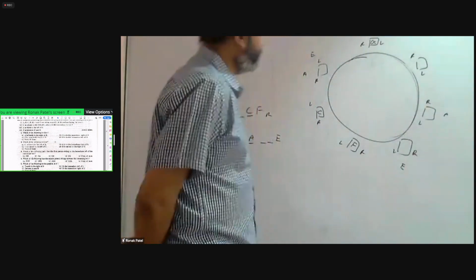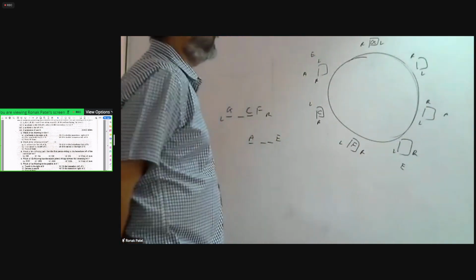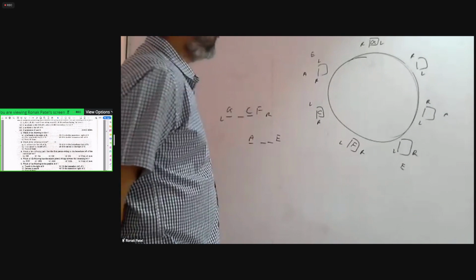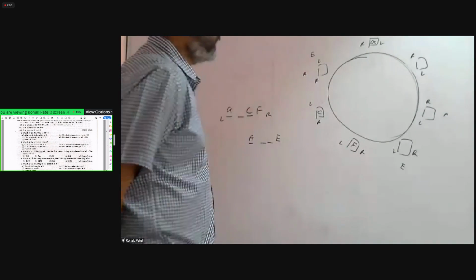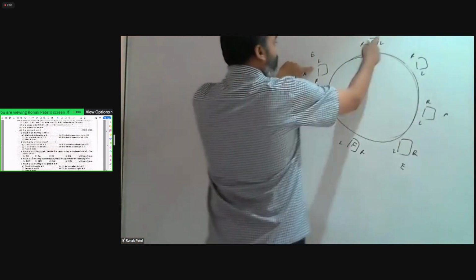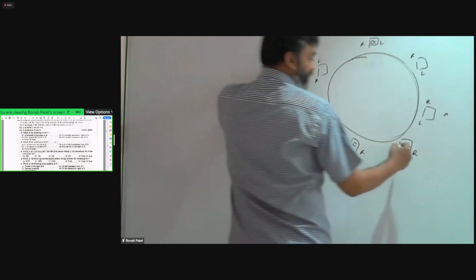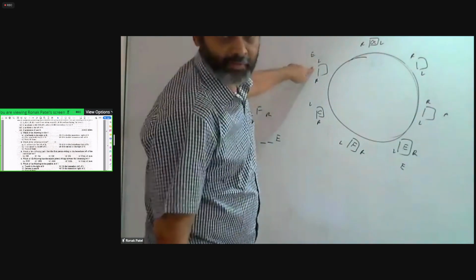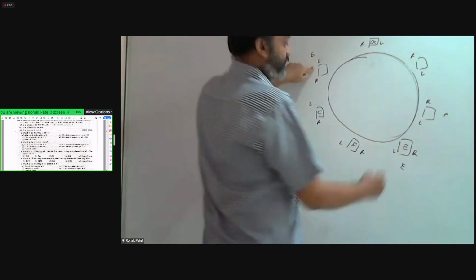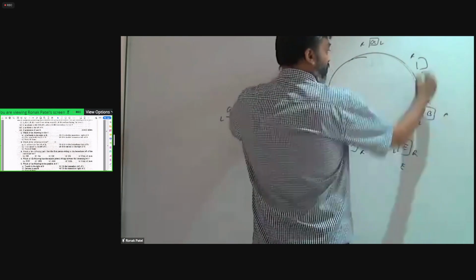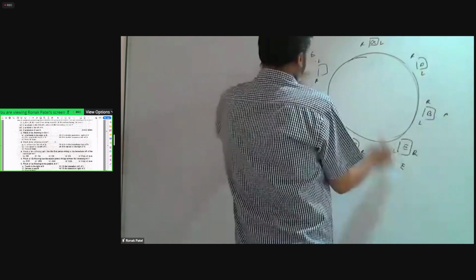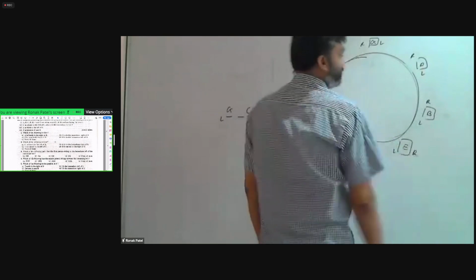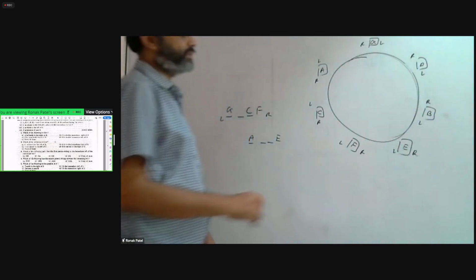B is between D and E. So there is a sequence of D, B, and E. If we keep E here, then D is not possible between E and E. So that means E must be here. B is between D and E. This is the only way possible. And if E is here, then A is here. So this is the circular arrangement.